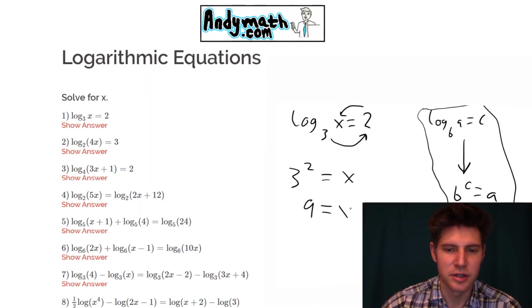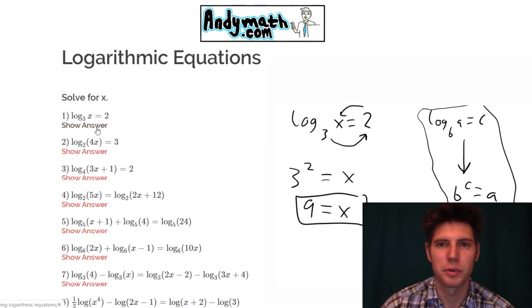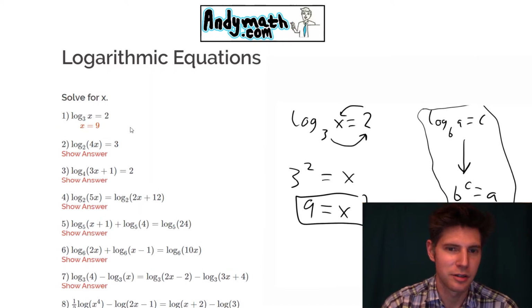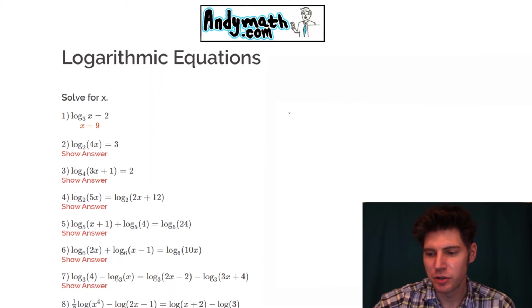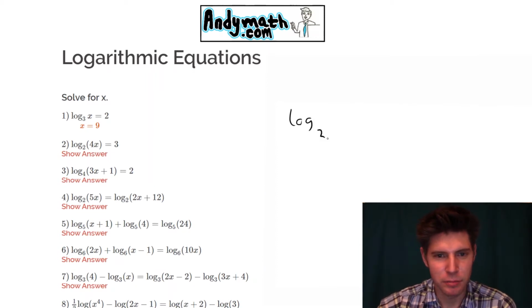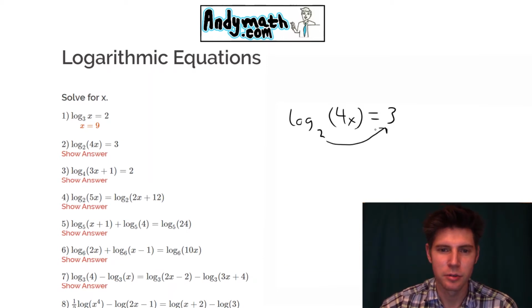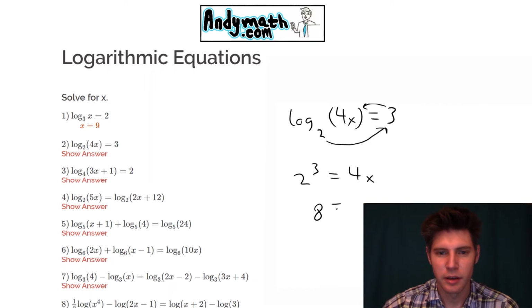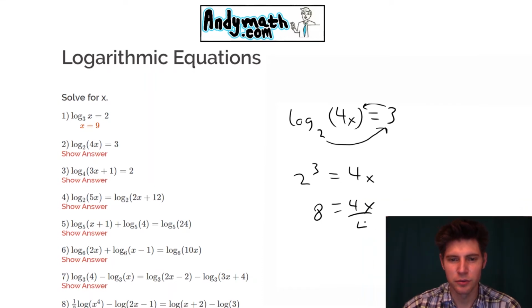So 3 squared is 9, and so our final answer is 9 equals x. That one was pretty quick. We can check it. For number 2, it says log base 2 of 4x equals 3. Same idea. We're going to go 2 cubed equals 4x, and 2 cubed is 8 equals 4x. Then we divide both sides by 4, and we get x equals 2. So that should be the answer to number 2.